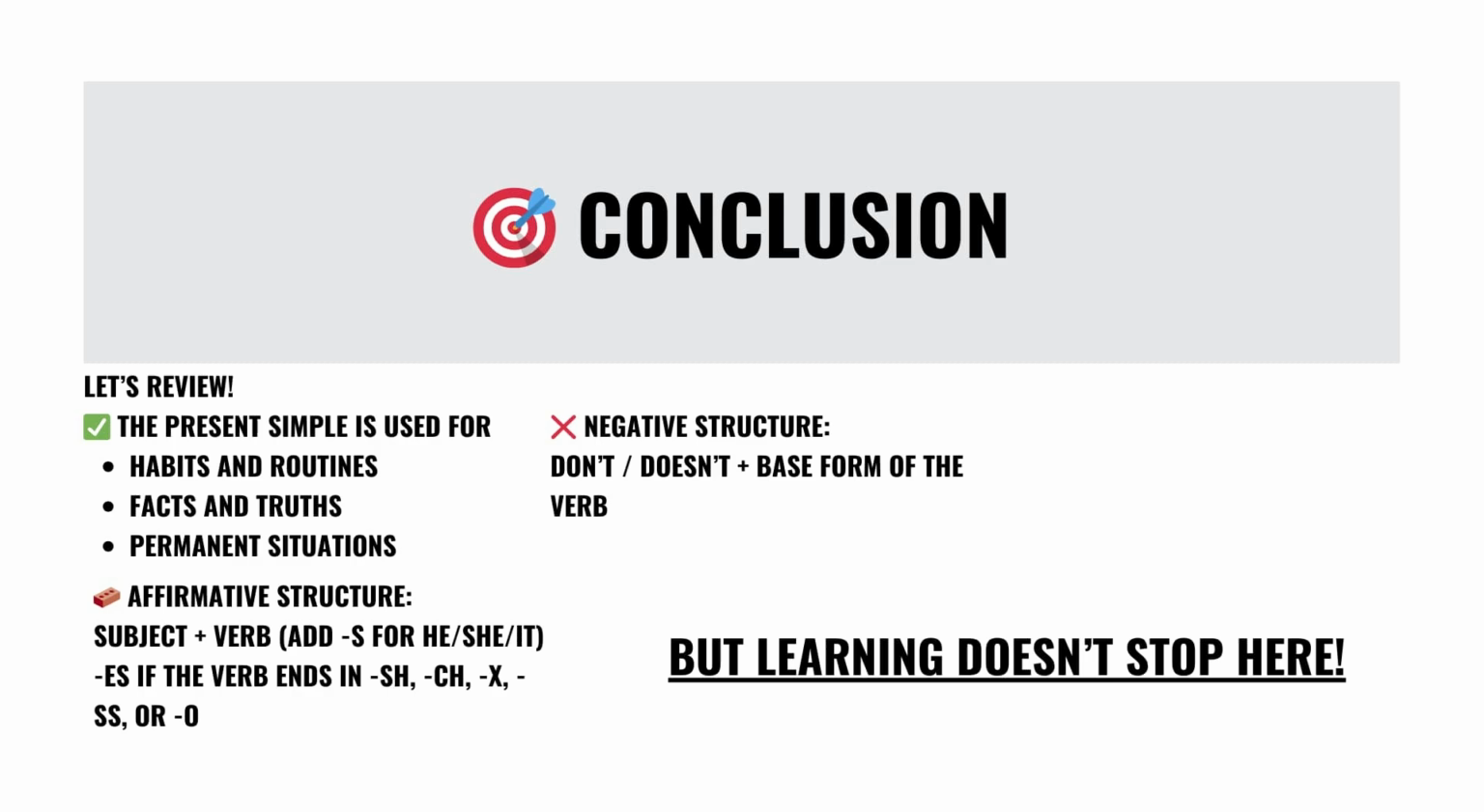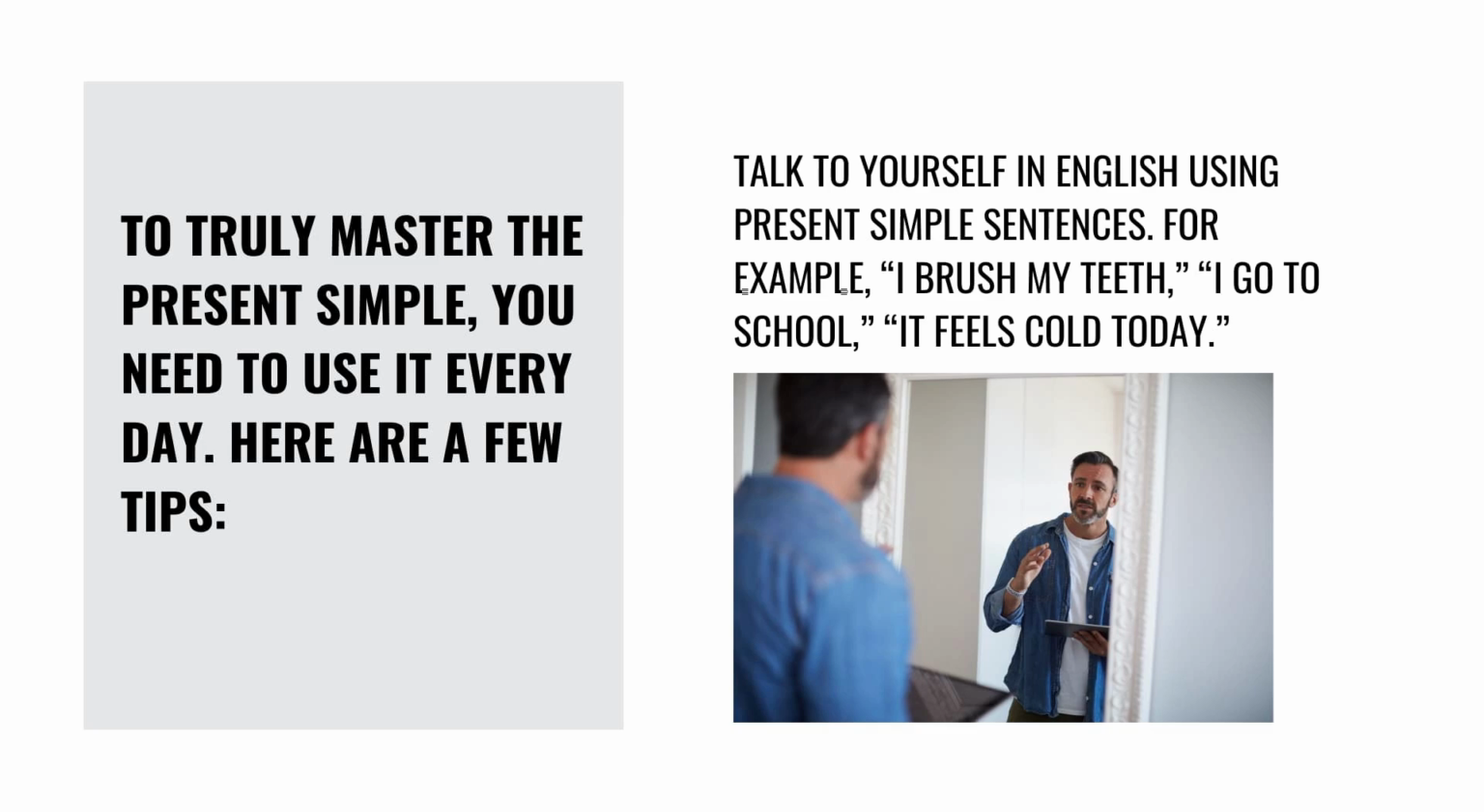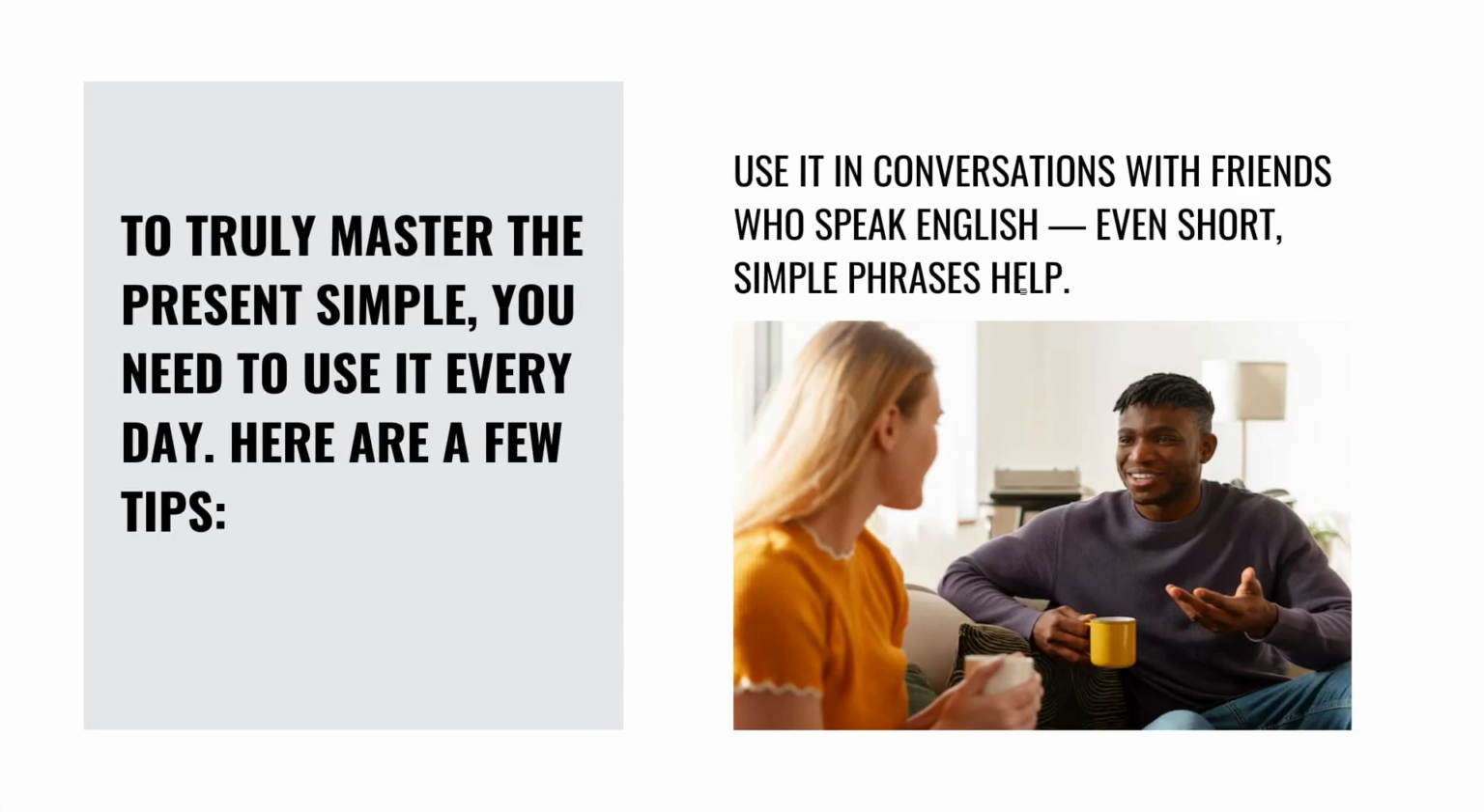Conclusion. Here's a small review of what we learned. The present simple is used for habits and routines, scientific truths, permanent situations, affirmative structures, and negative structures. But learning doesn't stop here. To truly master the present simple, or English as a whole, you need to use it every day. Here are a few tips. Talk to yourself in English using present simple sentences. For example, I brush my teeth, I go to work, it feels cold today. Use it in conversations with friends who speak English. Even short, simple phrases help.